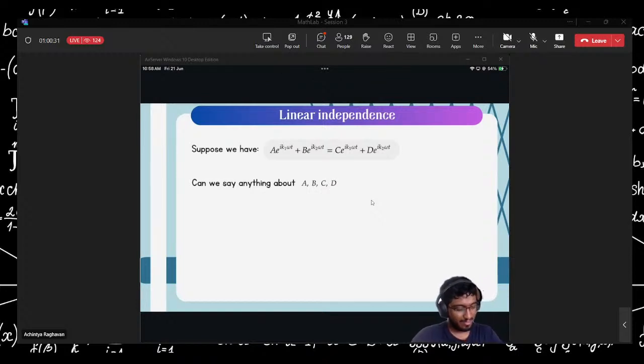So now let's go a little bit off topic and talk a little bit about linear independence, because we need it for the further topic I'm going to discuss. So suppose you have this given equation. What can I say about A, B, C, D?